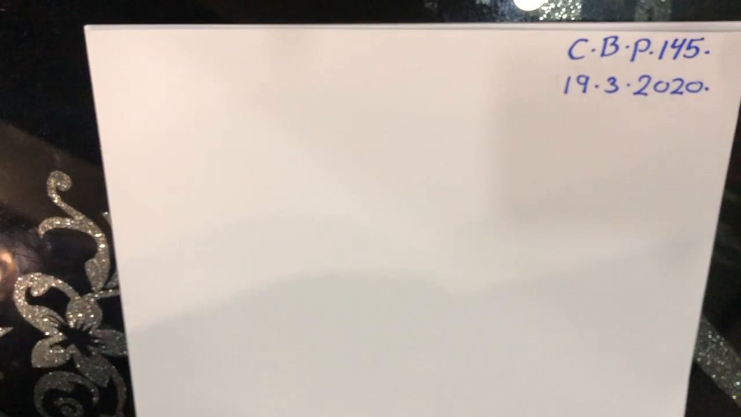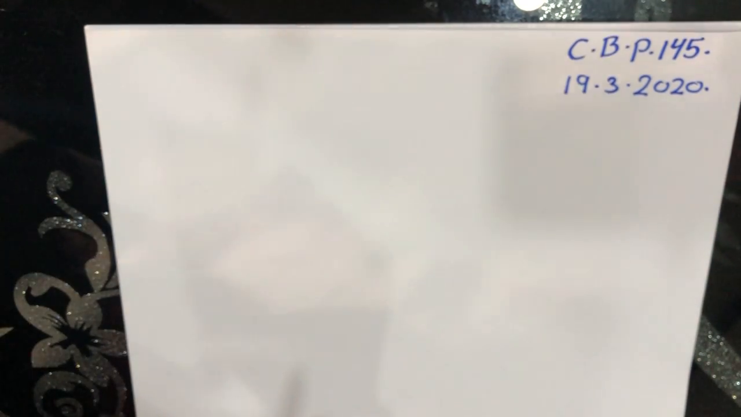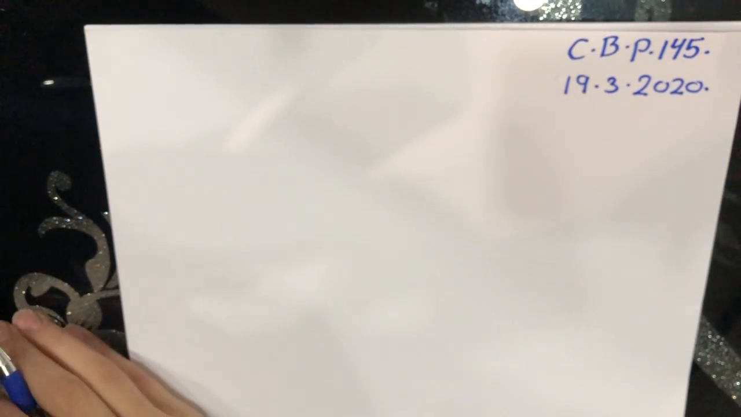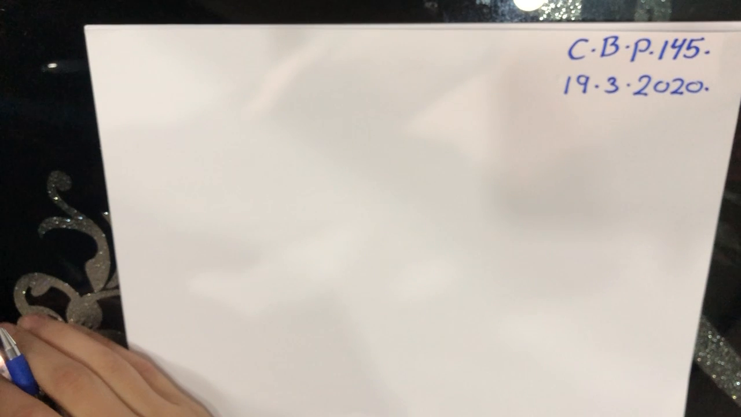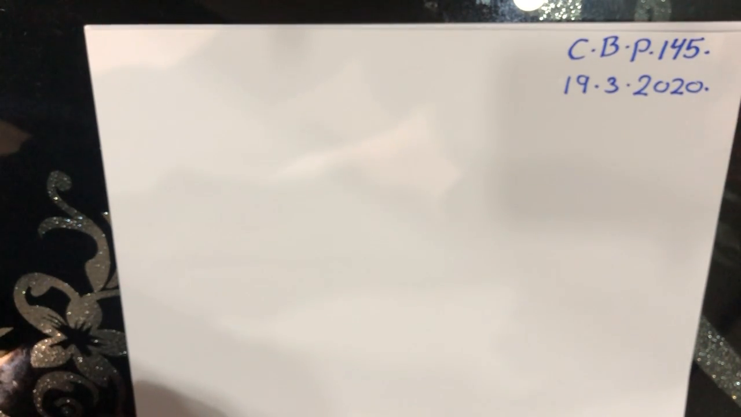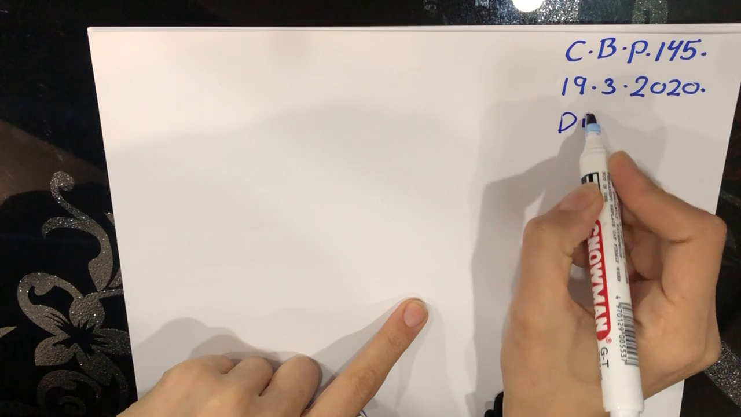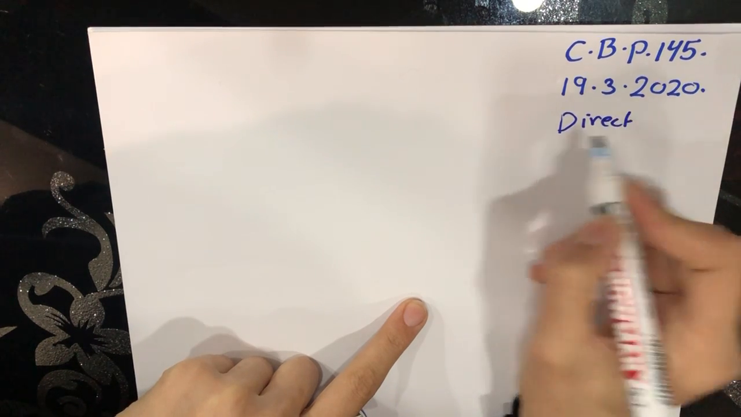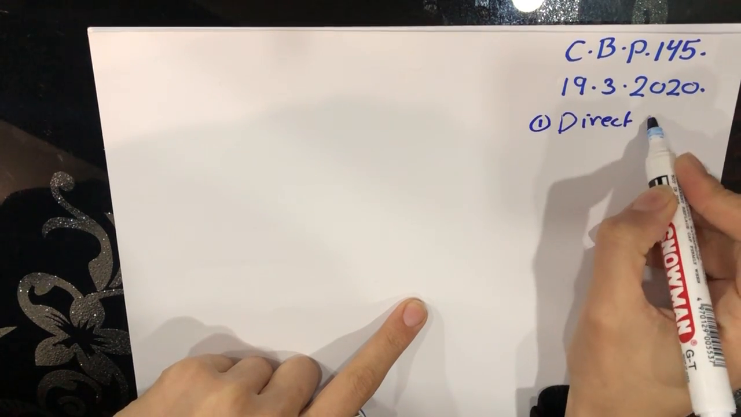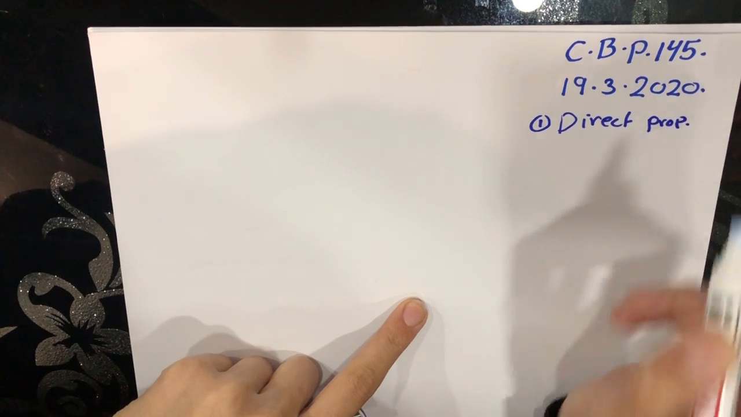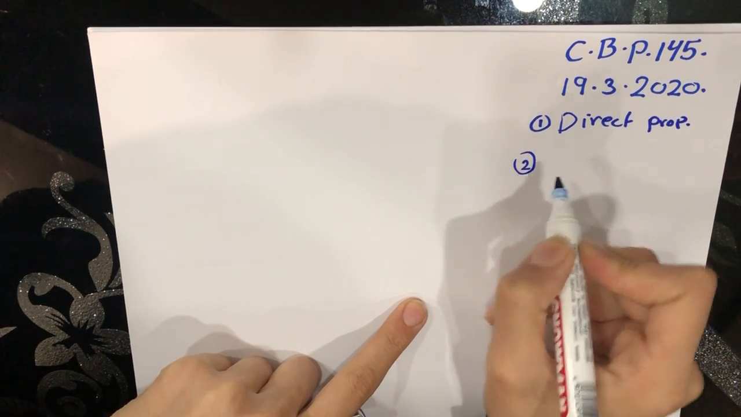This is the ratios. The last lesson is about solving problems concerning ratios. Now, in this lesson, we will learn two main concepts: the direct proportion and the unitary method.